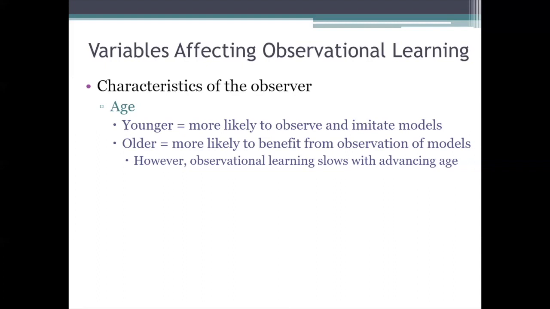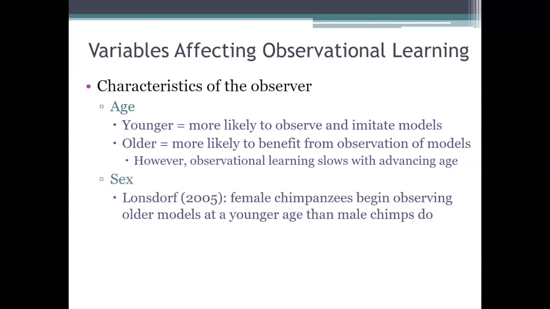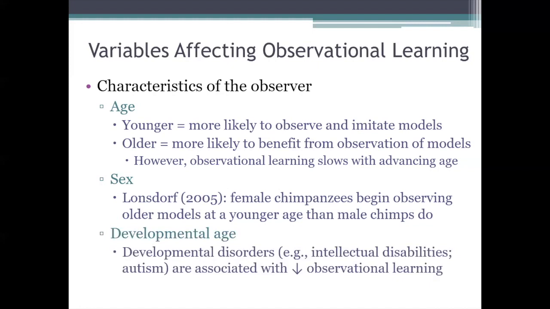So, age matters. Sex also seems to matter, at least in chimps. For example, some research has found that female chimpanzees will learn through observation more quickly than males will, possibly because females tend to observe other chimps more often and at younger ages than males do. And certain disorders, like autism, are also associated with deficits in observational learning. So, for a variety of reasons, kids with autism spectrum disorder don't seem to learn as well as their peers do from observing events and their consequences. And neither do kids who have the sorts of intellectual disabilities that would have in the past been called mental retardation. And so, the developmental age of the observer, or the typicality of the observer's development, is another important variable here that influences observational learning.